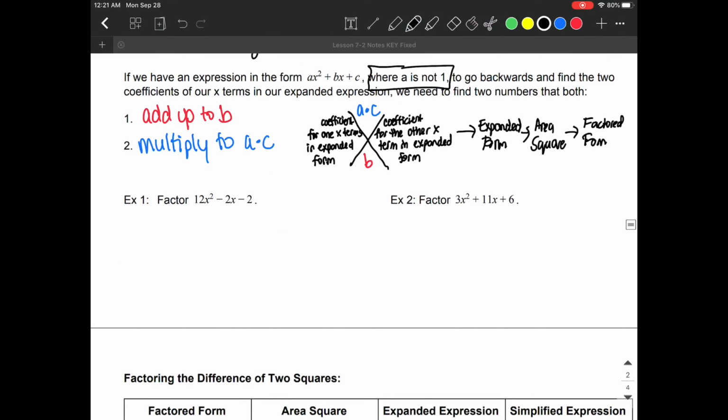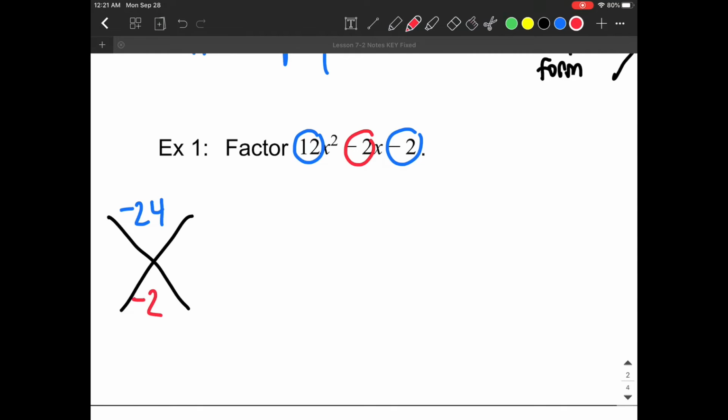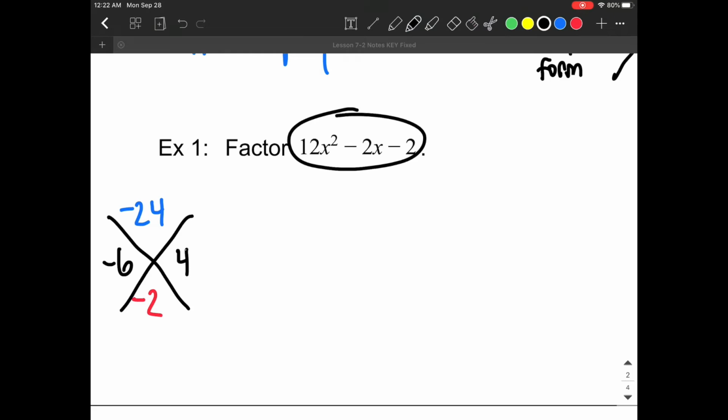So let's do an example. I have 12x squared minus 2x minus 2, and I want to factor this thing. First thing I'm going to do, use the diamond. I need to find two numbers that multiply to 12 times negative 2, which is negative 24, and they have to add up to negative 2. Those two numbers are negative 6 and positive 4. That is not going to tell me factored form. That is going to tell me how I can break this simplified expression down into expanded form.